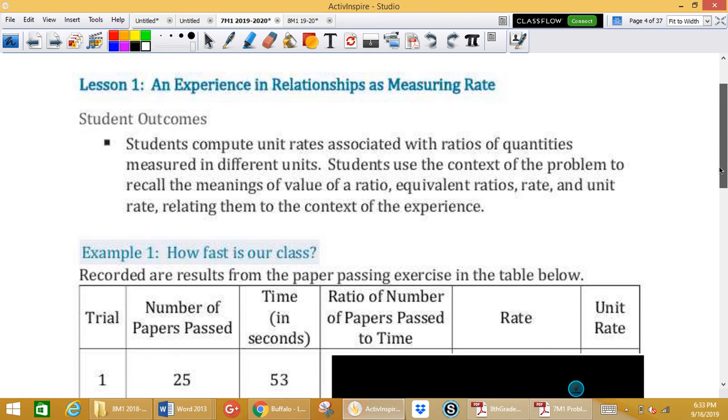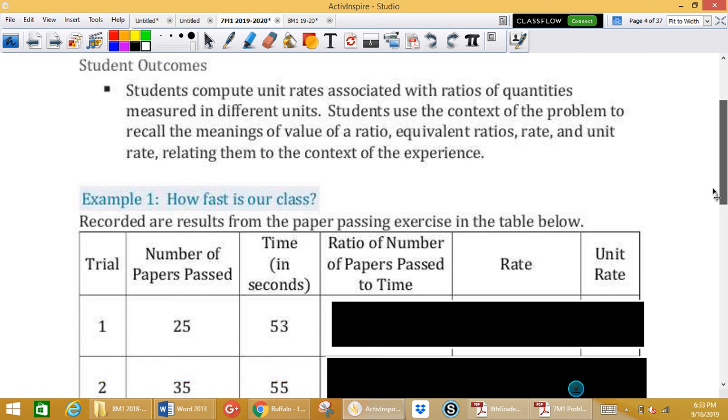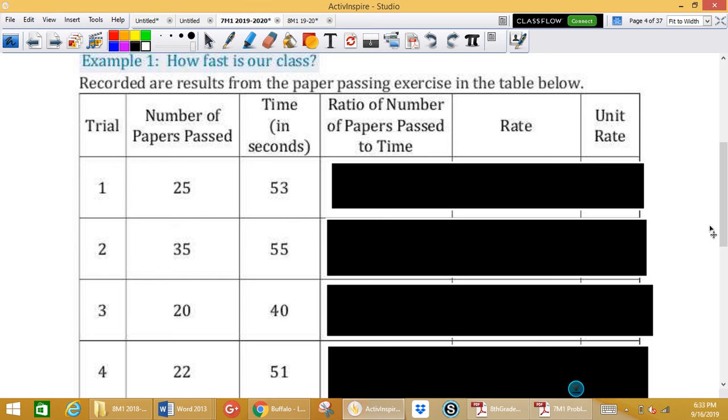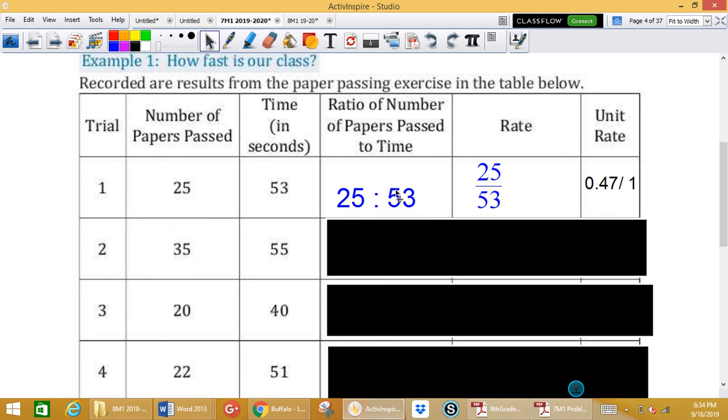How fast is our class? Recorded are the results from the paper passing exercise in the table below. So we have our trials, the number of attempts we made, the number of papers passed each time, and how many seconds it took. So if we're talking about the ratio of the number of papers passed to time, we need the papers to time. So 25 to 53, or 25 over 53, and when we divide that, you get 0.47, and we put that over 1 to remind us that it's 0.47 of a paper in 1 second.